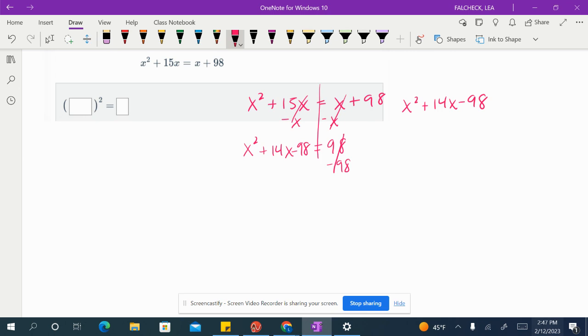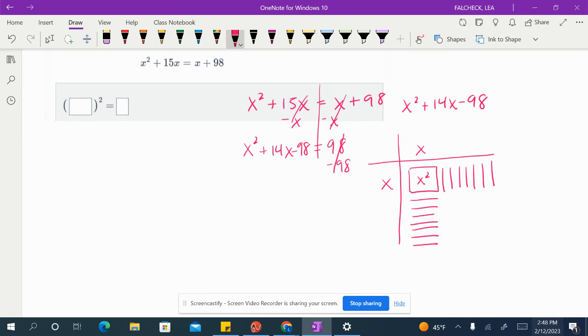Okay, so then if I wanted to complete the square for this guy, I would draw my t-chart, and then I have x squared here. And then I have 14 x's. So I'm going to go 1, 2, 3, 4, 5, 6, 7. 1, 2, 3, 4, 5, 6, 7.